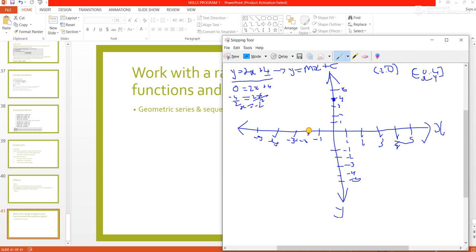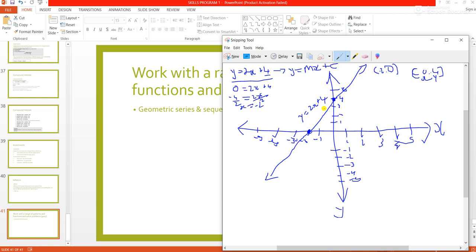So now we can plot our graph. This will be our straight line graph, as simple as that, based on the coordinates that we have. The equation is y equals 2x plus 4.